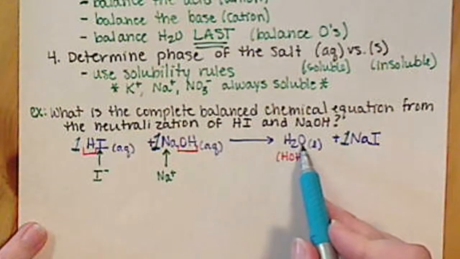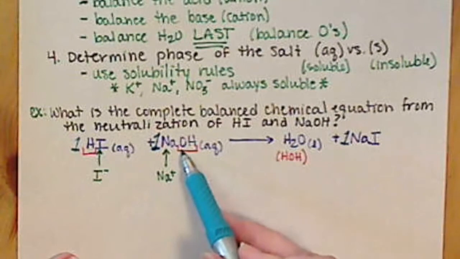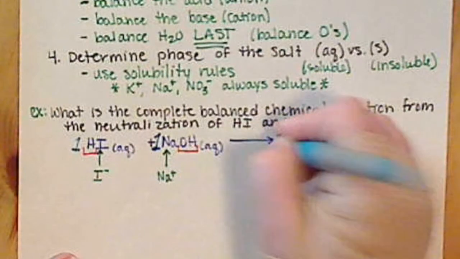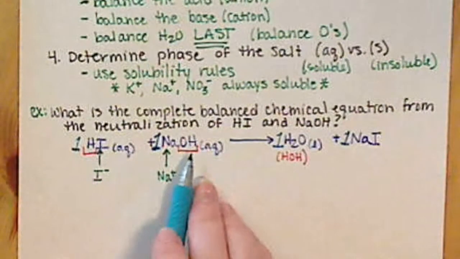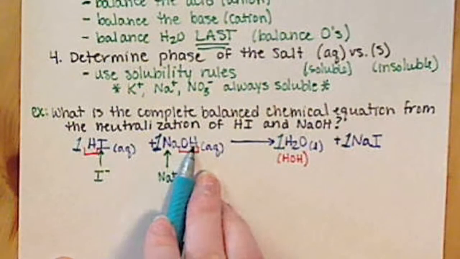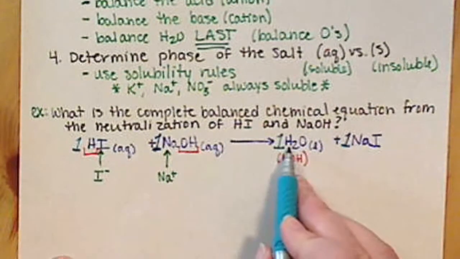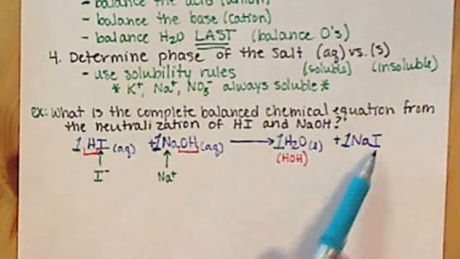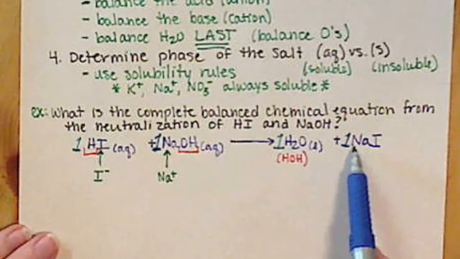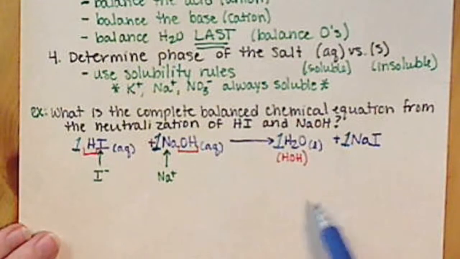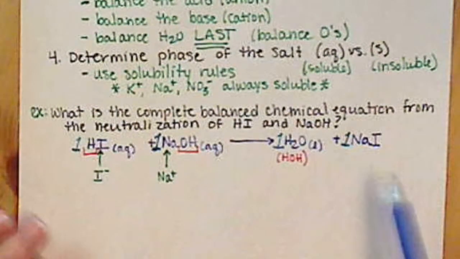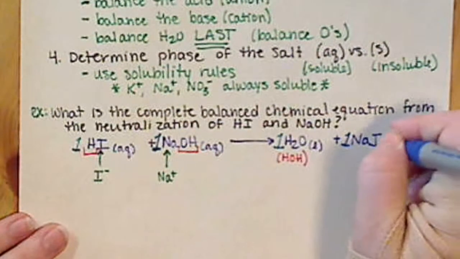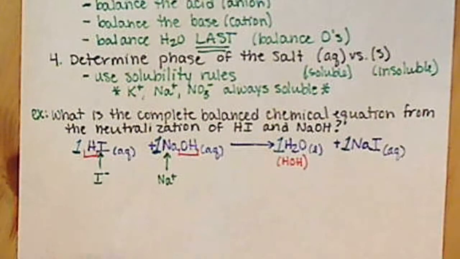Now we can balance our waters, which I suggest doing by balancing your oxygens. We have 1 oxygen, which means we need 1 water. And our hydrogens should come out in the wash: we have 1 and 1, and we have 2 hydrogens there. Last step was to figure out our phase on sodium iodide, whether or not it's soluble or insoluble. It has sodium there. Everything with sodium is soluble, which means it is in the aqueous phase.